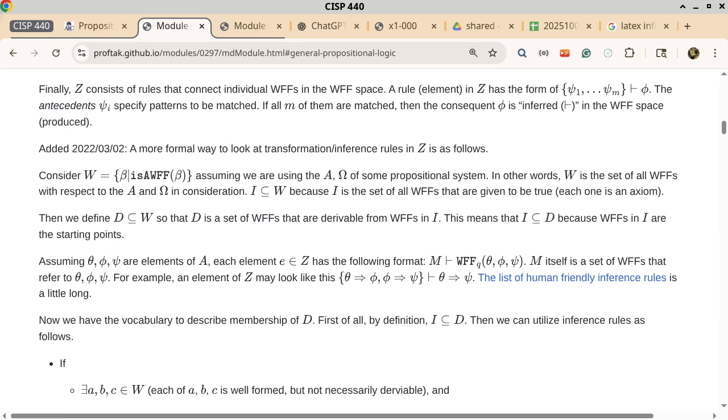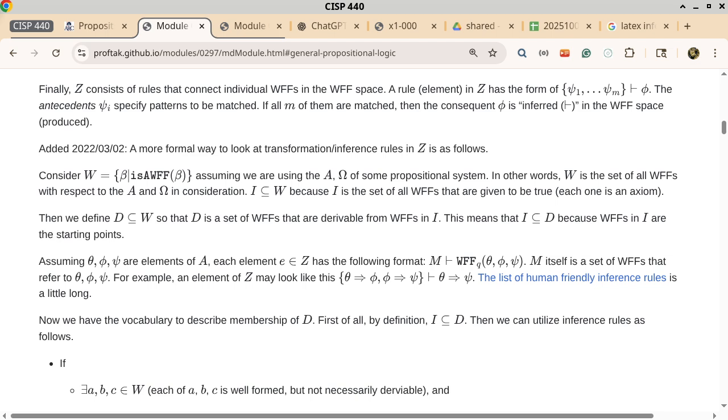So what we want to do is to consider a set W. We'll shift gears a little bit and talk about what W is representing. What do you think W is representing? You can always read the rest of the sentence, but what is this notation here? It is a set, right? In which each element beta is a well-formed formula. In other words, W is really the set of all well-formed formulae. Are we good so far? With respect to our alpha and our omega. Does everybody understand what I meant when I said with respect to alpha and omega?